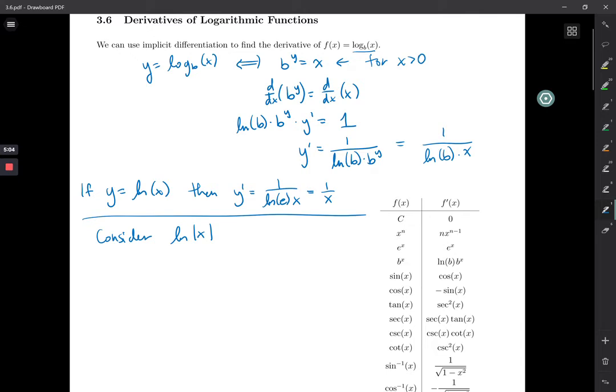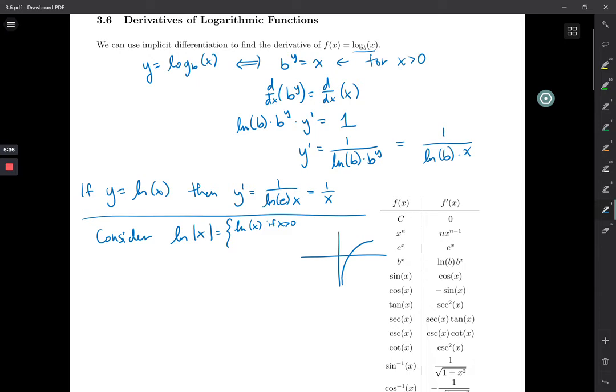And if you graph this, what you'll find is that we know what the natural log looks like for positive values of x. This would just be equal to natural log of x for positive values. Maybe I should move this over a little bit, right? So on the positive side of the x-axis, it looks like this. That's the natural log curve.